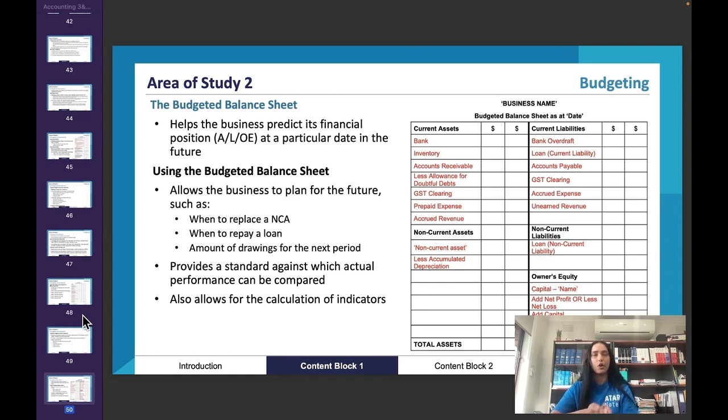It can't be prepared for a period, it's only one date, because the balance sheet is always just as at a single date. It's never a period. And we can use information from the budgeted balance sheet to plan when to replace a non-current asset, when to repay a loan, and the amount of drawings for the next period. The budgeted balance sheet allows indicators to be calculated and provides a standard against which actual performance can be compared.